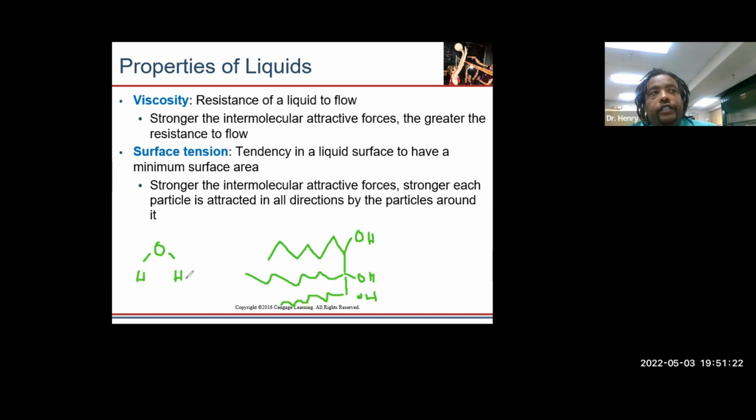Okay, which one of these is going to be more viscous? This here is long carbon chains with OHs on the end of them. And these are all connected, just branches.